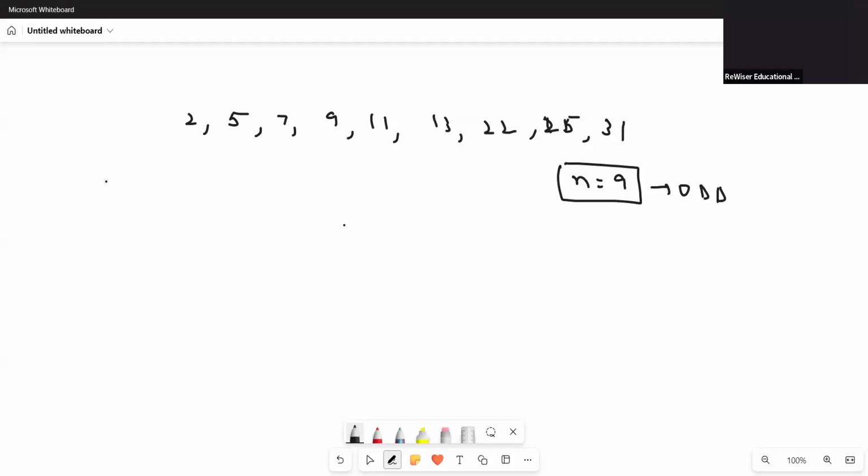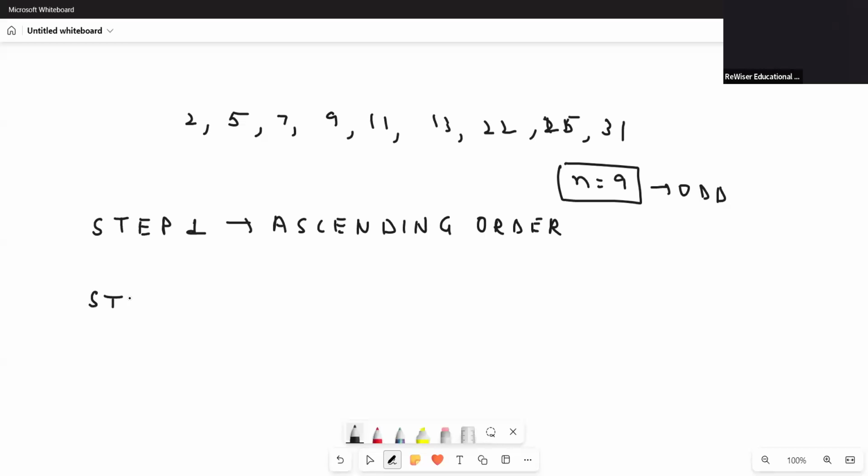So what we can do here? Step one, again, we have to put the numbers in ascending order. So those are the numbers that we have put in ascending order. Now, step two, if n is odd, then we say that the (n plus 1) by 2th term will give me the median.